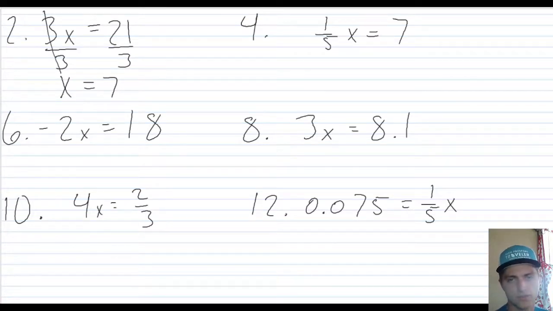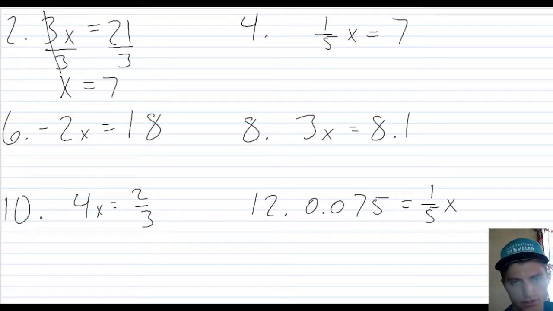1/5 x equals 7. What's happening to x? It's being multiplied by 1/5. How do we undo multiplication by 1/5? How do we undo multiplication by a fifth? Well, we can divide by a fifth, which might be kind of difficult, or we can just use reciprocals. Reciprocals are usually the way to go.